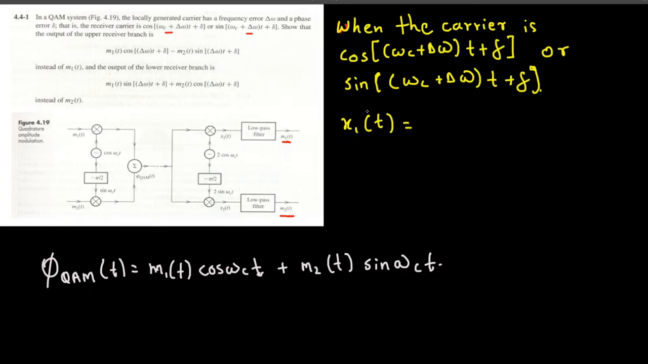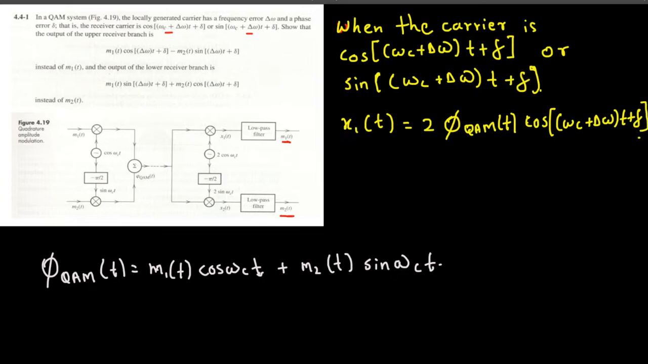This is 2 cos omega c t, so we are going to have 2 right here. And also this phi QAM multiplies with this one, so I take the 2 from this and put it in front, and then phi QAM, that one multiplied by the cos term of this, because that's the upper side of it. So the cos term with error is expressed like this, cos(omega c plus delta omega) t plus delta. So I'm going to put that one right here.